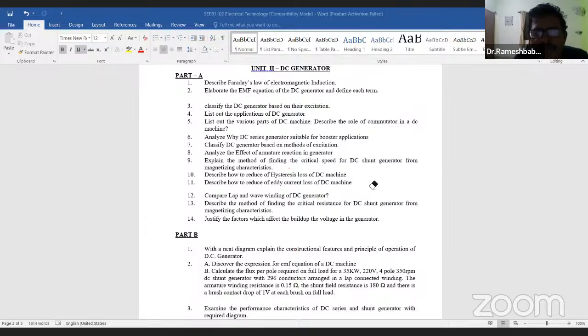For the 10th and 11th questions, can we write lamination as the answer? 10 and 11: describe how to reduce hysteresis loss. For hysteresis loss, you have to use silicon steel material. With the use of silicon steel material, hysteresis losses reduce. 11th question: laminated construction reduces the eddy current loss. That's all. So both are different answers.